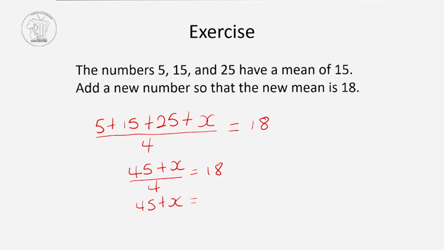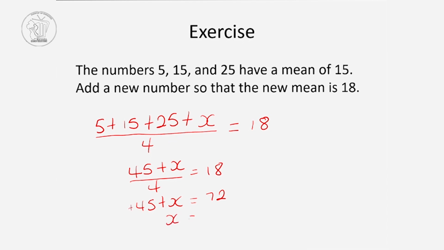When we take the 4 over, since it is dividing, it will multiply. So 4 multiplied by 18 gives me 72. And then to solve for x, we just take over this 45. There's a plus 45 here, and when we take it over, it will subtract.